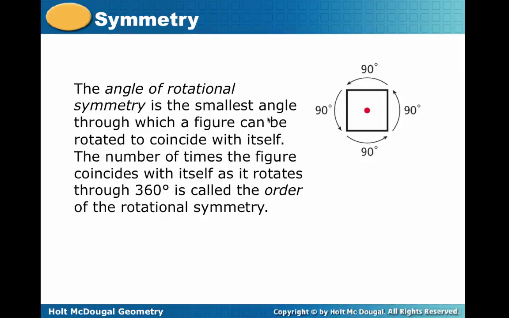In the example of this square, rotating around the red dot in the center of the square, the angle of rotational symmetry is 90 degrees. The number of times the figure coincides with itself as it rotates through 360 degrees is 4. So the order of rotational symmetry is 4.